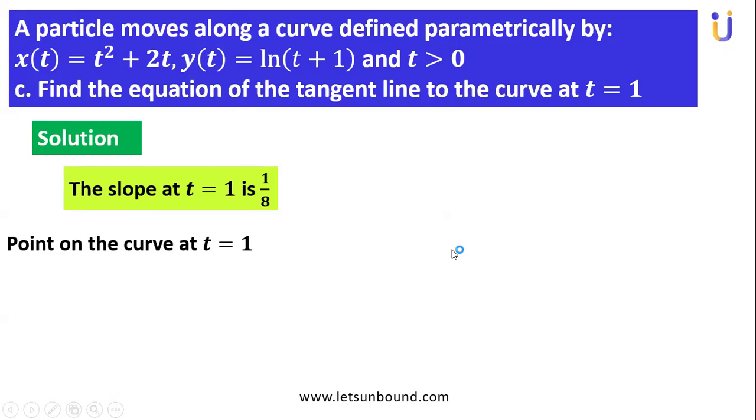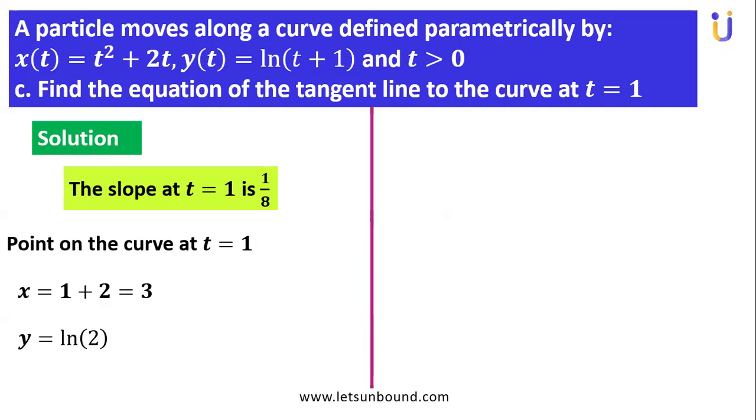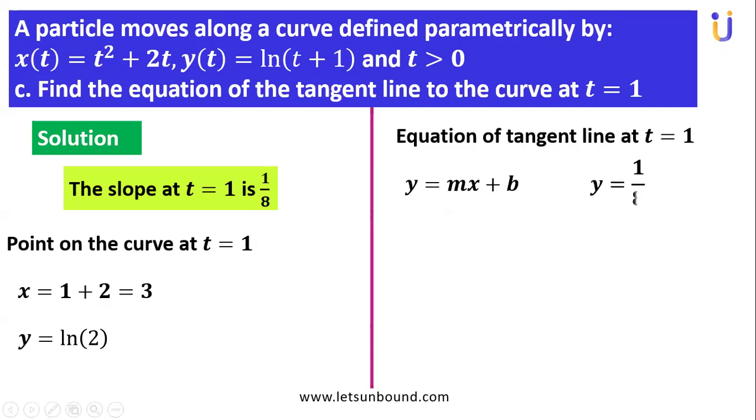Now the point on the curve at t equal to 1. So just plug in to find x and y. It's very simple. When you plug in t is 1, x is 1 squared plus 2, and simplify, and y in this stuff, you get this. That's it already. You have 1 point and 1 slope. So the point is 3 comma ln 2, and the slope is this. So y equals 1 by 8 x plus b. To find b, use this point 3 comma ln 2.